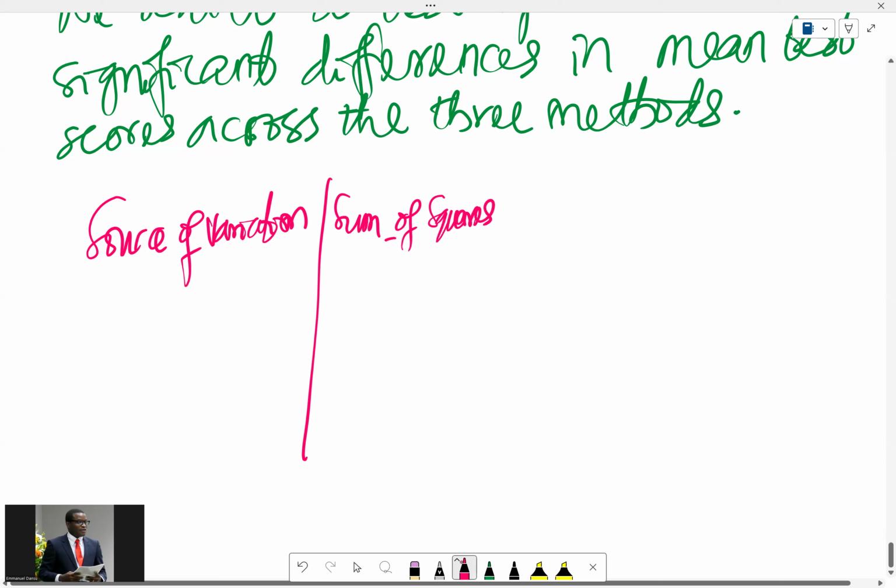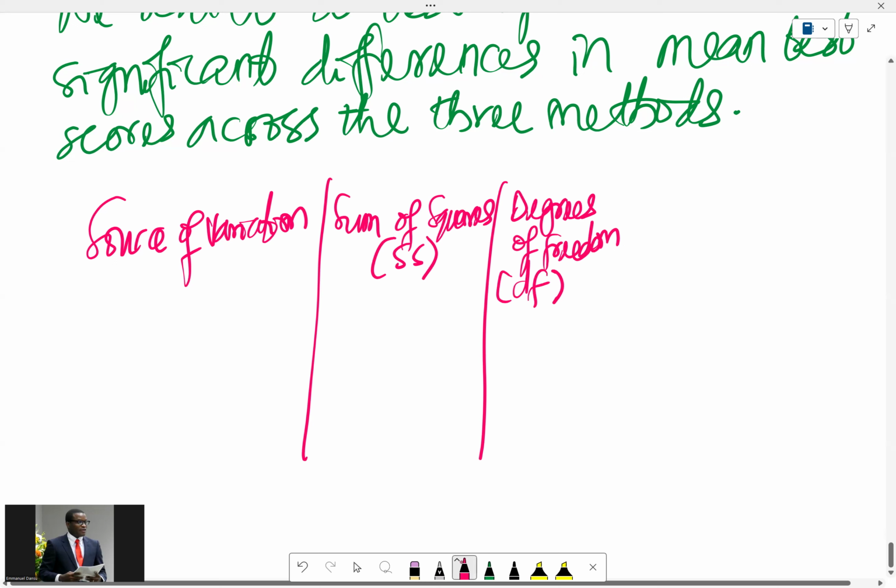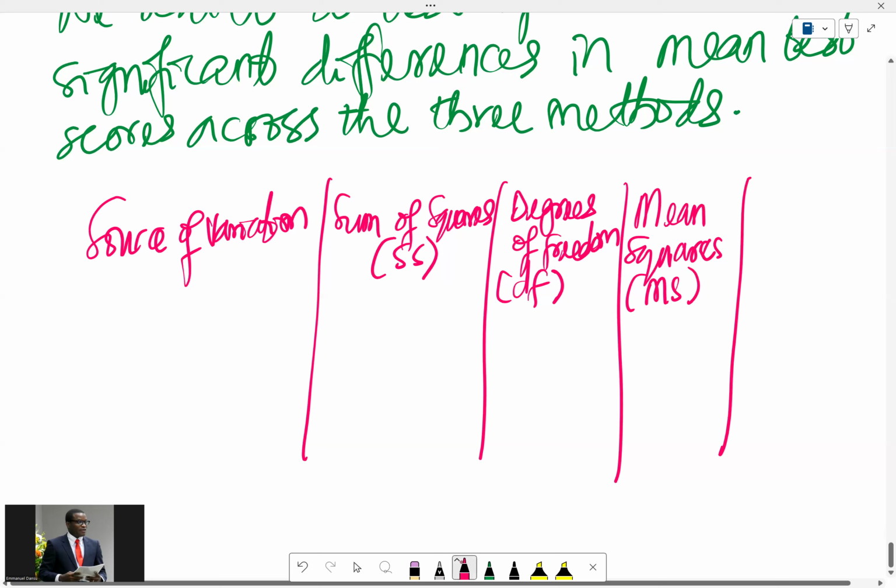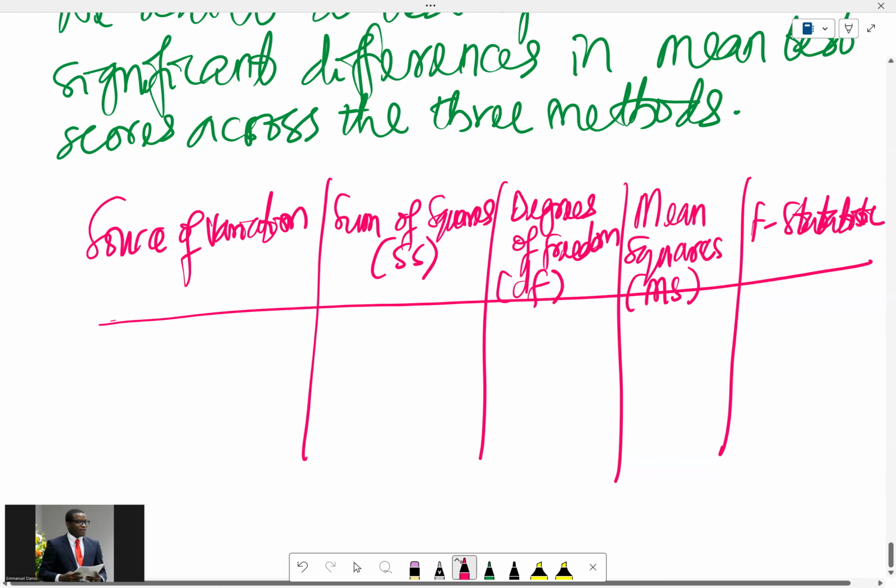These are your SSs. Then you have degrees of freedom, your DFs. Then you have mean squares. These are your MSs. And then you have your F statistic finally. That's the goal. So, something like this.